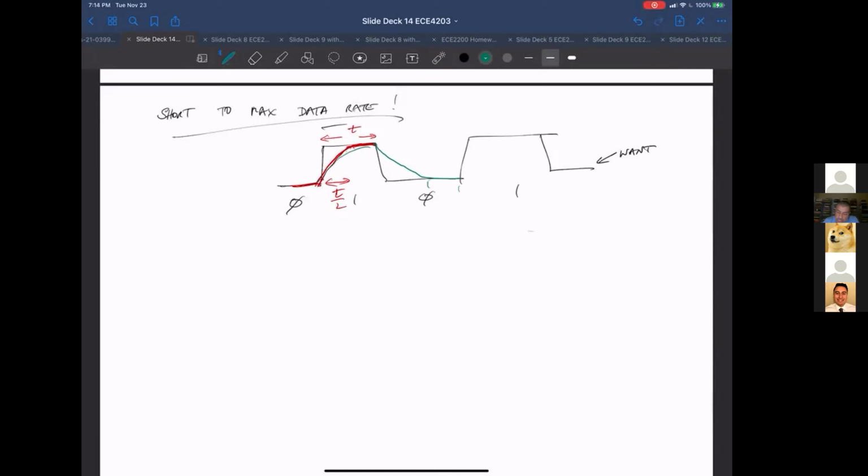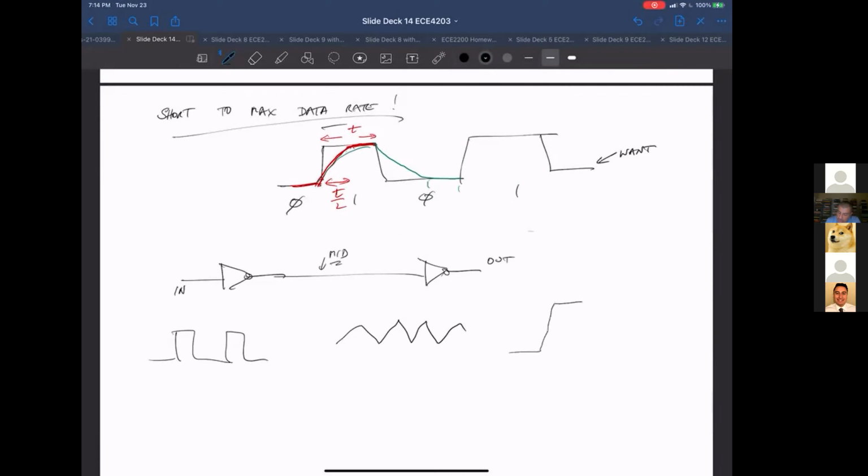By the way, a bunch of you in project one went really, really too fast. If I look at your in, out, and the mid in between, in was doing something really fast, and mid was doing this kind of sawtooth thing, and then out was kind of working. But this really doesn't work, and I'll tell you why in a second.